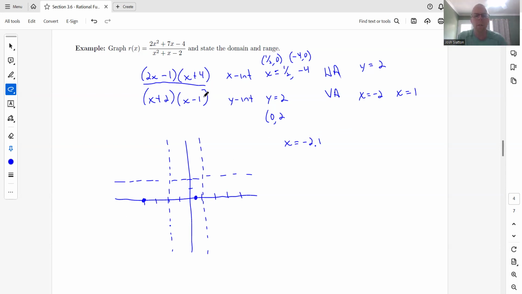So now the easy way to do this, you could plug in -2.1, see if it's positive or negative. That's really all we're worried about. Is it positive or negative? But we also have the factored forms here. If you plug in -2.1 into this factor, that is going to be a negative. If you plug it into this one, -2.1 plus 4, that is a positive number. -2.1 plus 2 is a negative number. And then -2.1 minus 1 is also a negative number.